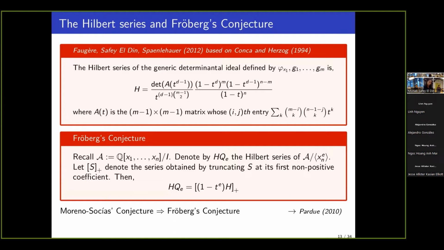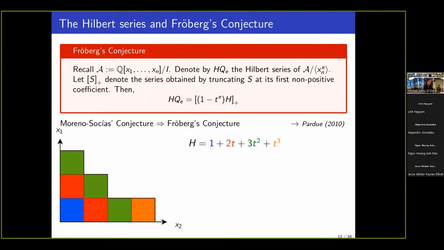And this particular variant of Fröberg's conjecture that we want to use is essentially saying that we take our quotient algebra, and let's say we quotient by an additional linear form to some power. Then we can find the Hilbert series of this new quotient algebra by looking at 1 minus t to the e times the old Hilbert series and truncating at the first non-positive coefficient.